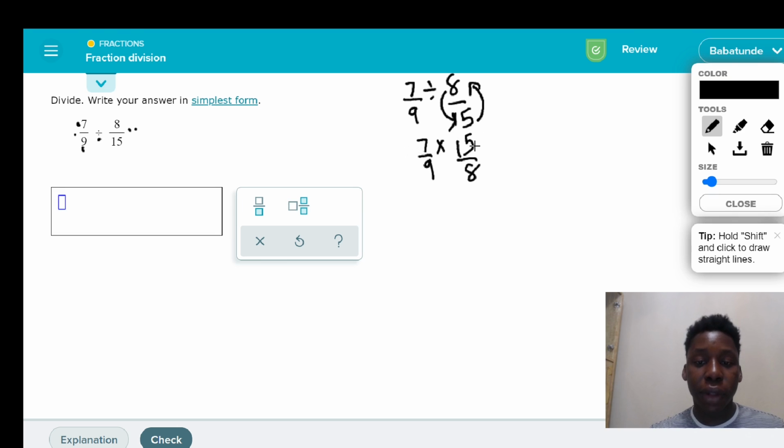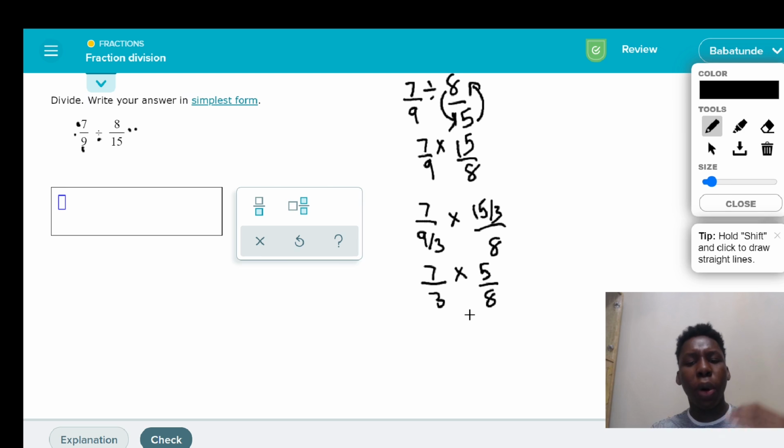So let's check 9 and 15. What number can divide 9 and can also divide 15? 3, because 3 is a factor of 9 and 3 is also a factor of 15. So we can say 7 over 9 divided by 3 times 15 divided by 3 all over 8. 9 divided by 3 is 3, and 15 divided by 3 is 5. This is 5 over 8.